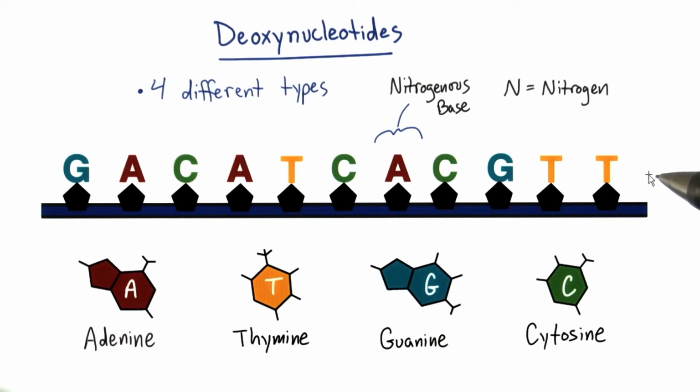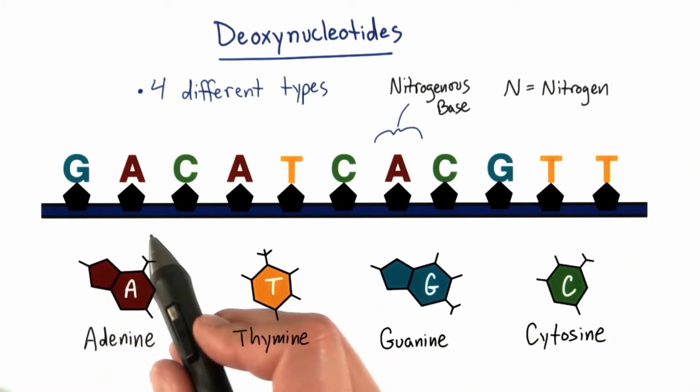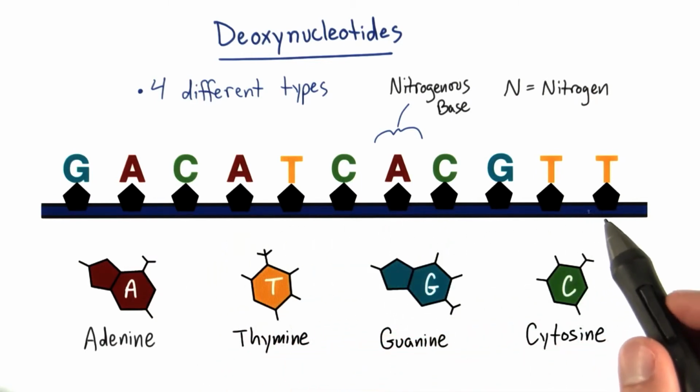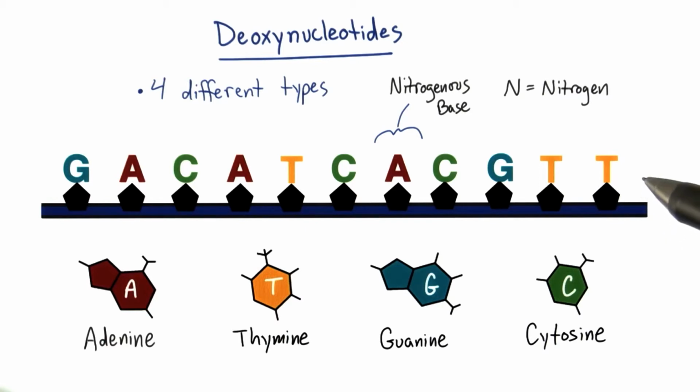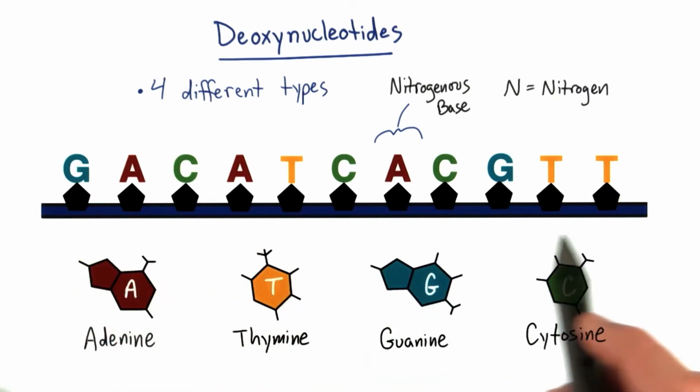Now if we go back up to our strand of DNA and we replace the nitrogenous base, the chemical structure, with the letter that represents each base, we get a very different looking model that's much easier for your eyes to distinguish which type of deoxynucleotide is in each position of the DNA.